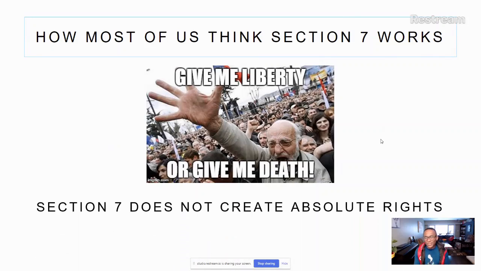But Section 7, as I said before, does not in fact create absolute rights. Yes, you have a right to life. You have a right to liberty, a right to security of the person or personal security. You have all those rights. They are protected by the Charter, but they're not absolute. The government can in fact violate them so long, again, as they do so in accordance with this thing called fundamental justice.